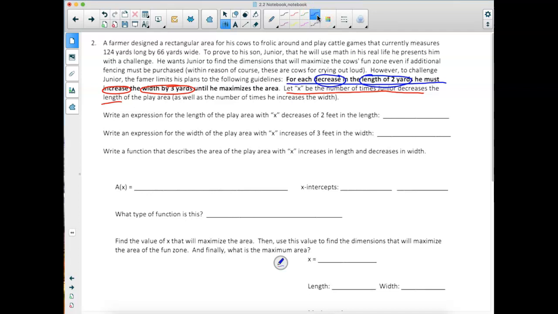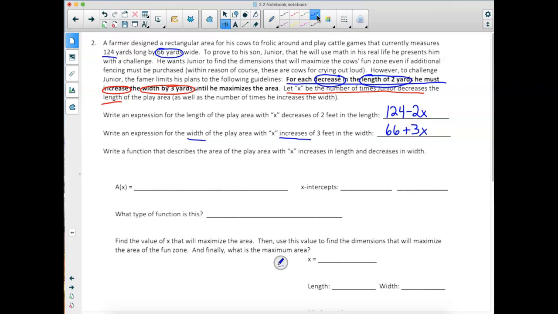Well, what is the current length of the play area right now? The current length is 124. If he's decreasing the length, how much is he decreasing it? 2 feet every time in this case, right? Okay. What's the expression for the width? Well, currently it's 66 yards wide. Now he has to increase 3 yards for every time he decreases it. So decrease 2 yards, increase 3 yards.